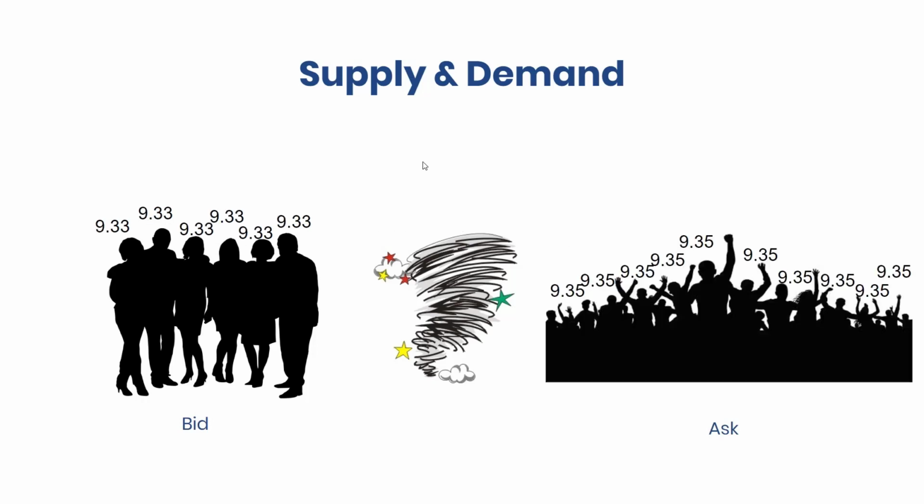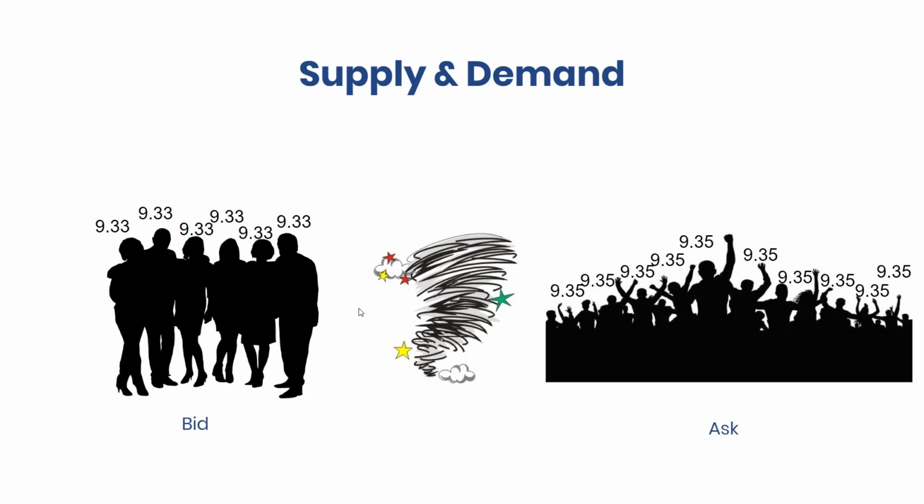So let's go into a little bit more detail, and we're going to take this concept of the two groups and apply it directly to a chart. So we've established that we have our two groups. We have a group of people buying, we have a group of people selling, and in the middle we have a tornado of volatility and trading, people both selling at $9.33 and buying at $9.35, and that creates this volatility where the price goes back and forth between these two prices.